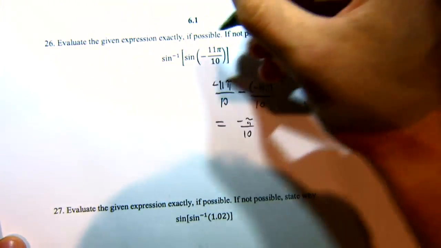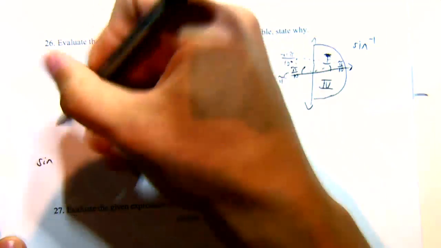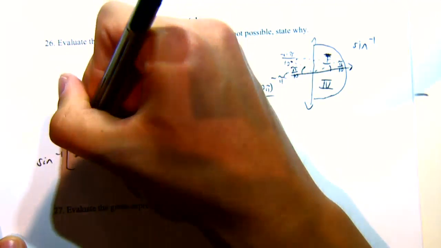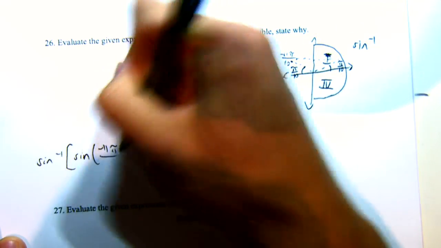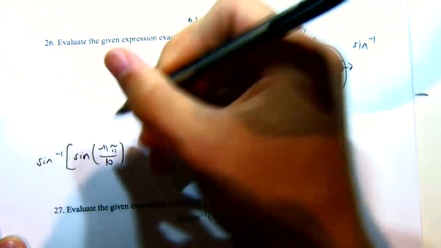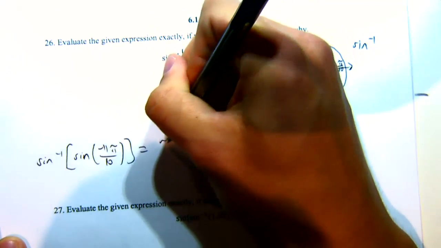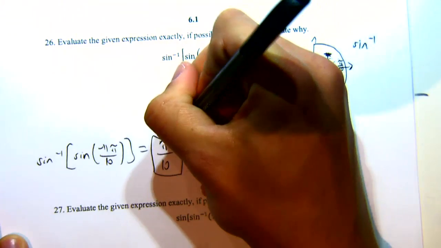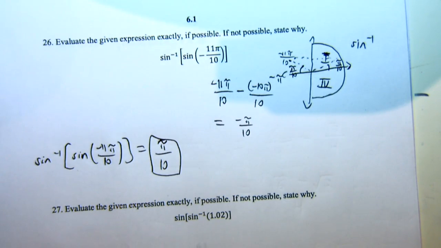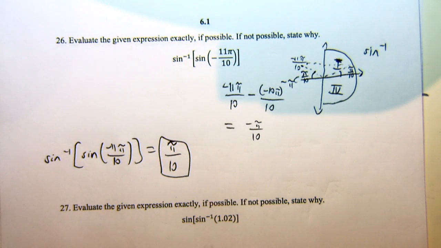So we know that our answer is pi over 10. Any question on that one? Okie dokie.